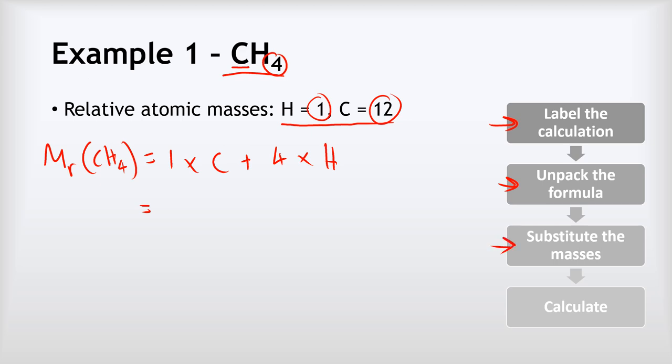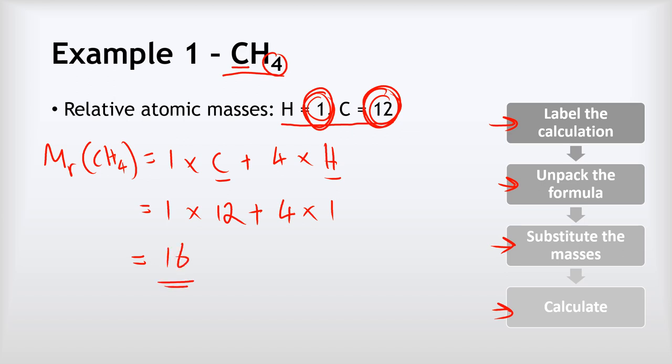Okay. Our next step is going to be to substitute the masses. So we're going to replace these letters for each of the atoms with their masses from above. So rather than saying 1 times C, we're going to say 1 times 12, because 12 is the mass for a carbon atom. And then we're going to add on 4 times, instead of H, we'll say 1, because 1 is the mass of hydrogen, so 4 times 1. 1 times 12, add 4 times 1. Last step then is to calculate that, and that gives us an answer of 16, and that is our relative formula mass. Note there are no units.